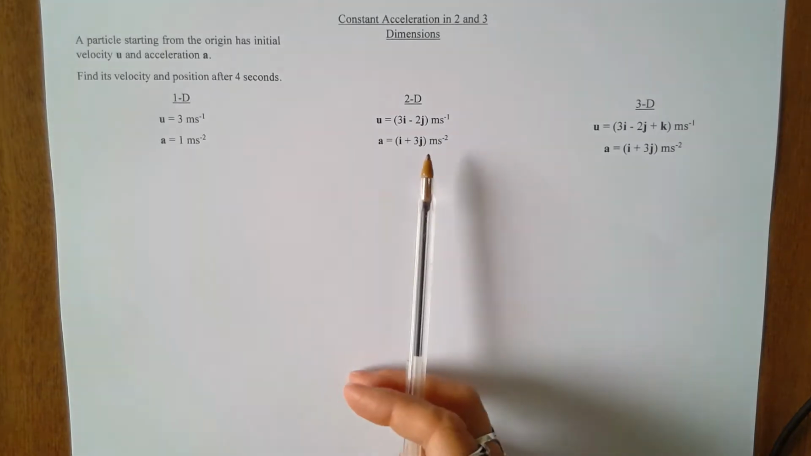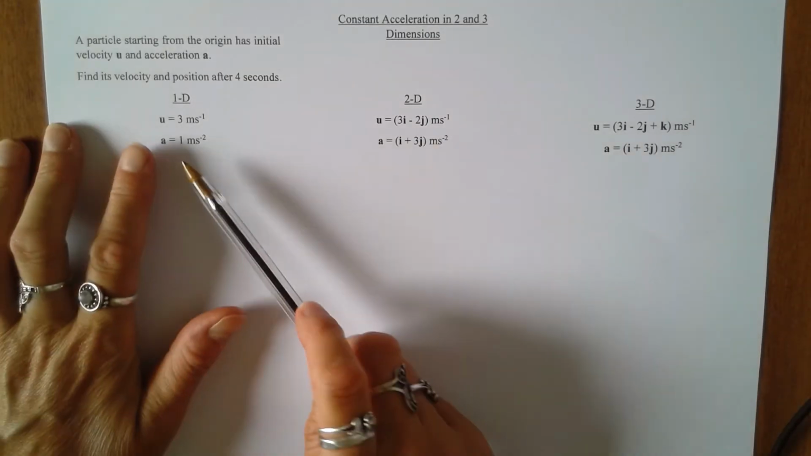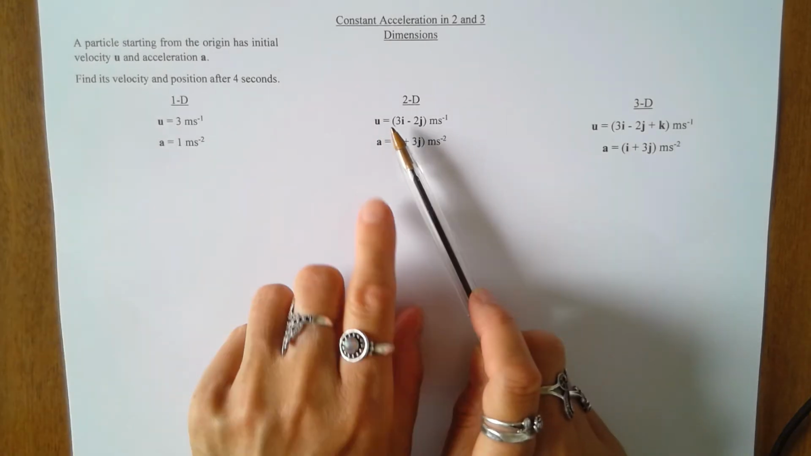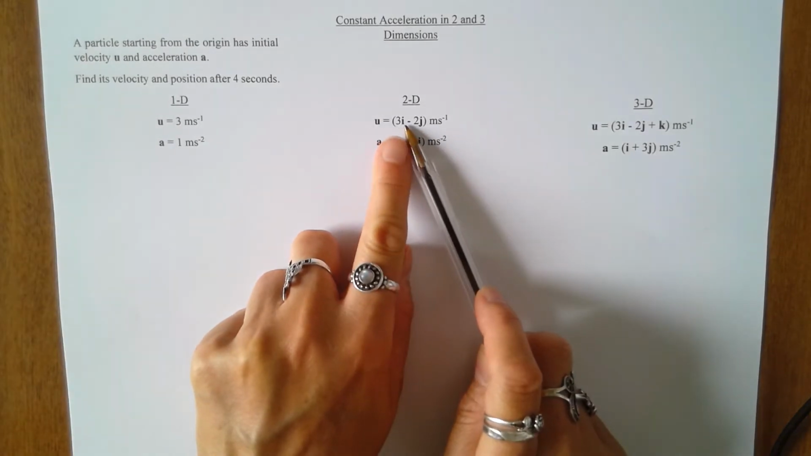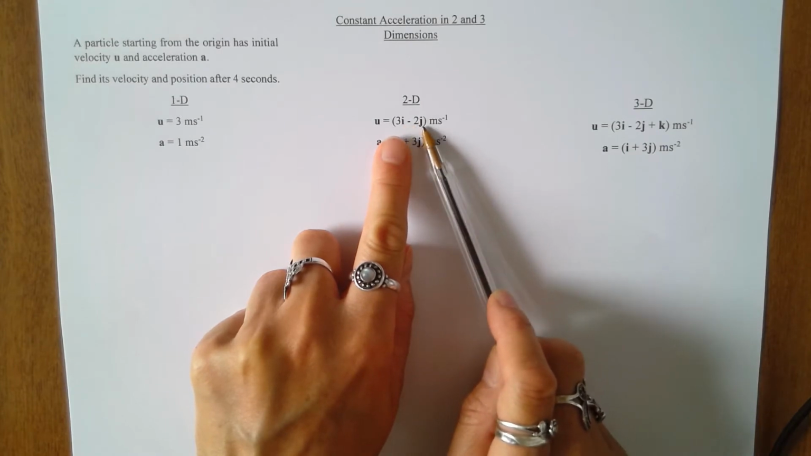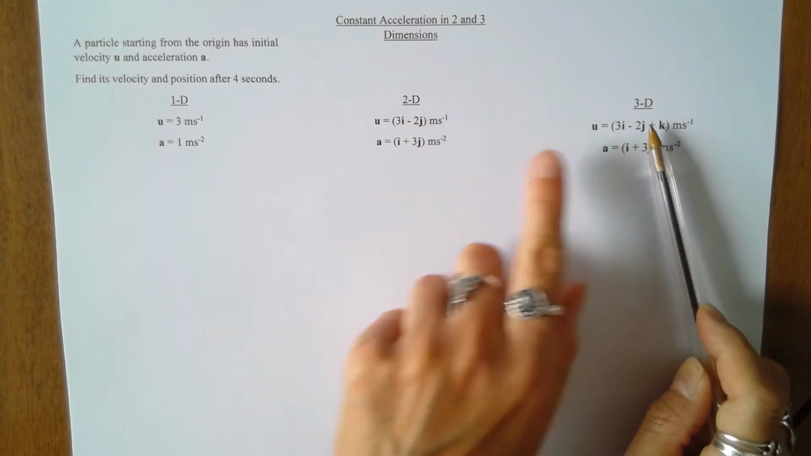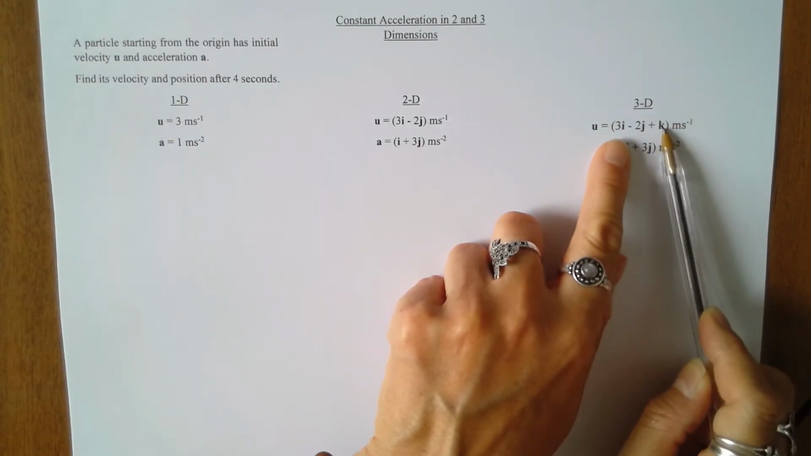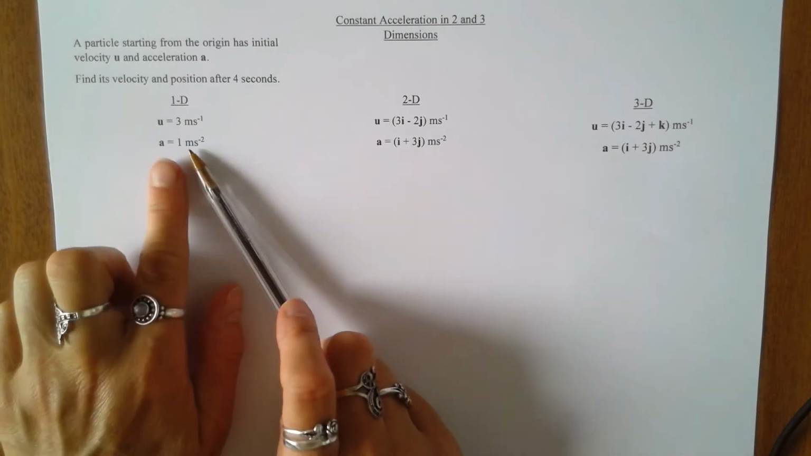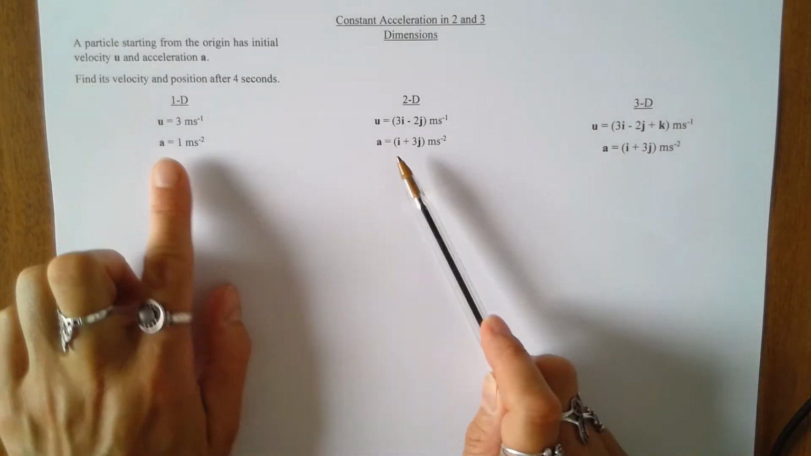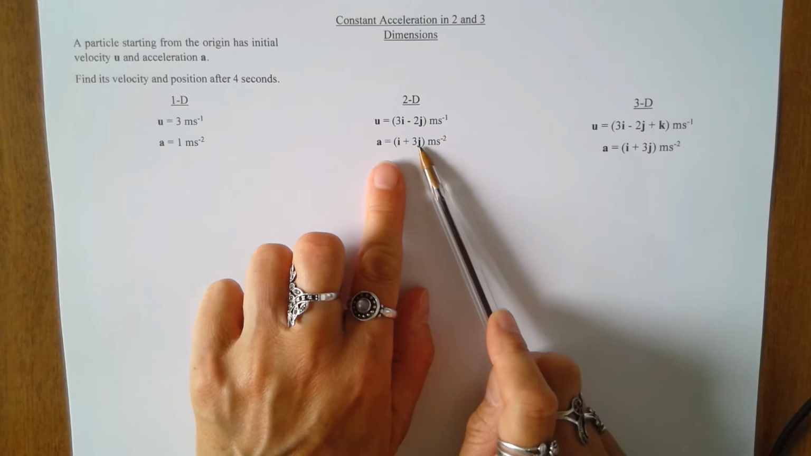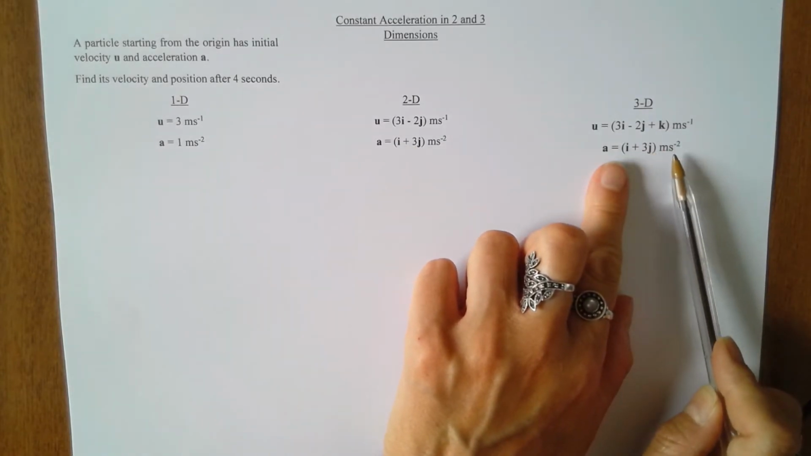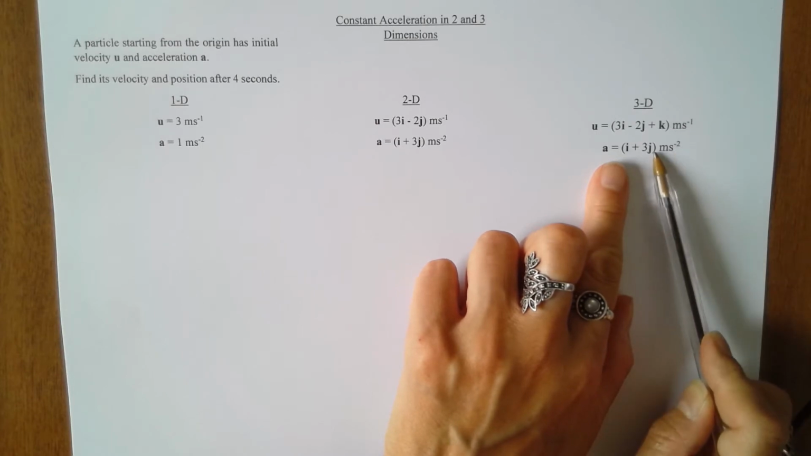So I've laid out 3 scenarios here. The first one, initial velocity u is equal to 3. In the second one I've put u equals 3i minus 2j, so I've just added a second dimension. And in the third one I've added to those two to give a third dimension, 1k. For the acceleration, a equals 1 in one dimension, 1i plus 3j in 2 dimensions, and 1i plus 3j plus 0k in 3 dimensions. We don't bother writing the k.